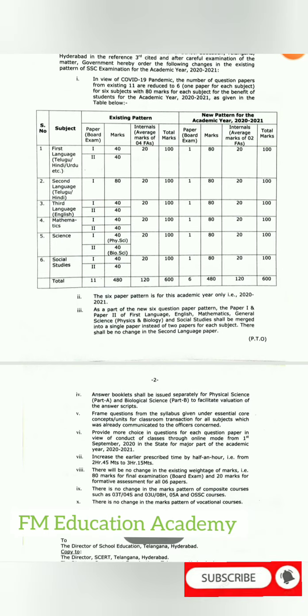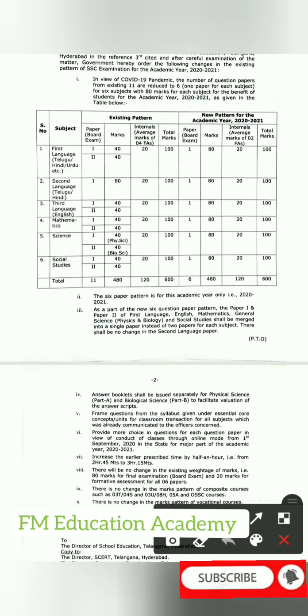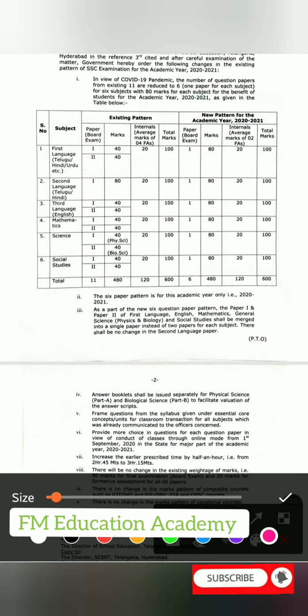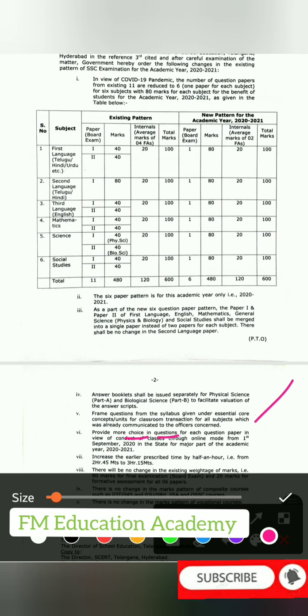And frame questions from the syllabus given under essential core concepts or units for classroom transaction for all subjects, which was already communicated to the officers concerned. That is, the questions will be asked from the portion which you have, that is from the reduced syllabus, and they will provide more choice in questions, which is good for you, for each question paper in view of the conduct of classes through online mode from 1st September 2020 in the state for a major part of the academic year. That is, for many months you were having online classes. So the benefit of that is you will have more internal choice questions in your question paper.